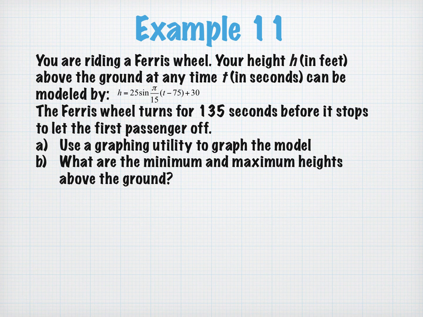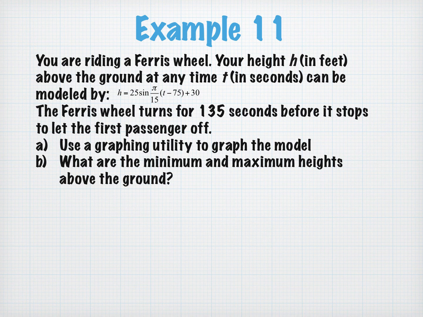You say no? All right, so you're riding a Ferris wheel. Your height h in feet above the ground at any time t in seconds can be modeled by 25 sine pi over 15 times t minus 75 plus 30. The Ferris wheel turns for 135 seconds before it stops to let the first passenger off. Use a graphing utility to graph the model, and then what are the minimum and maximum heights above the ground?